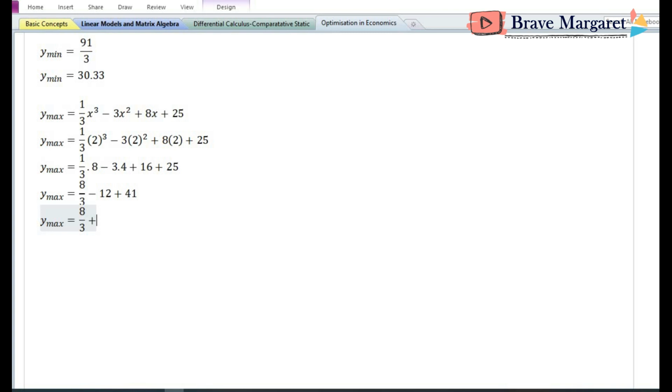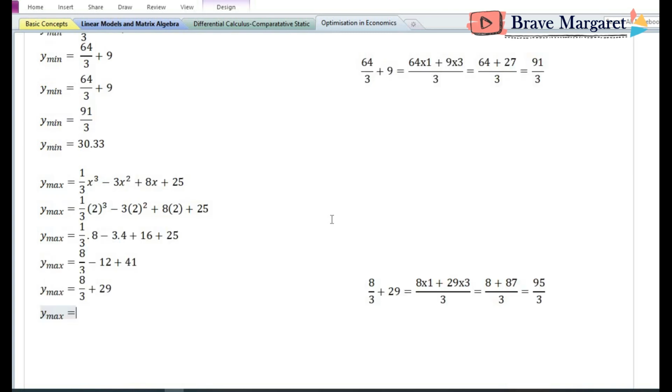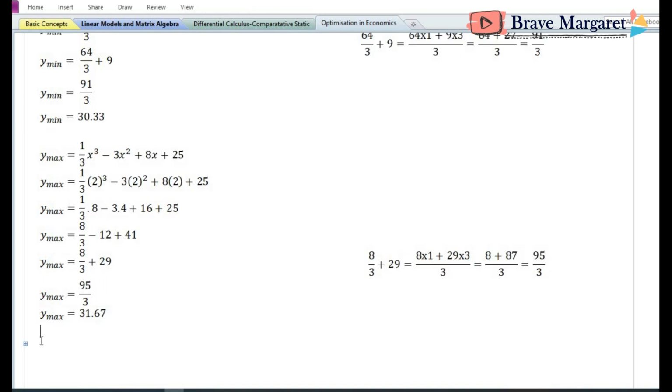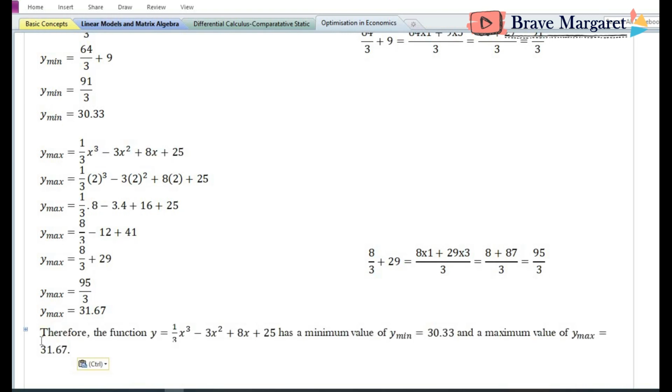41 minus 12 equals 29. 8 by 3 plus 29 equals 95 by 3. 95 divided by 3 is equal to 31.67. So the maximum value of the function is 31.67. Therefore, we can write down the function y equals 1 by 3x cubed minus 3x squared plus 8x plus 25 has a minimum value of y min equal to 30.33 and a maximum value of y max equals 31.67.